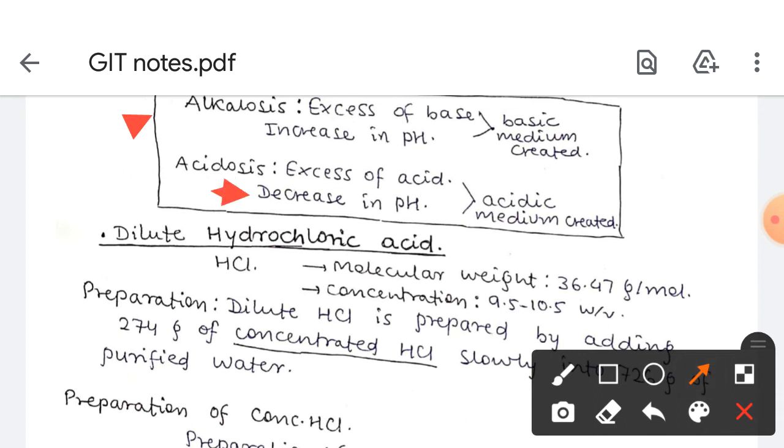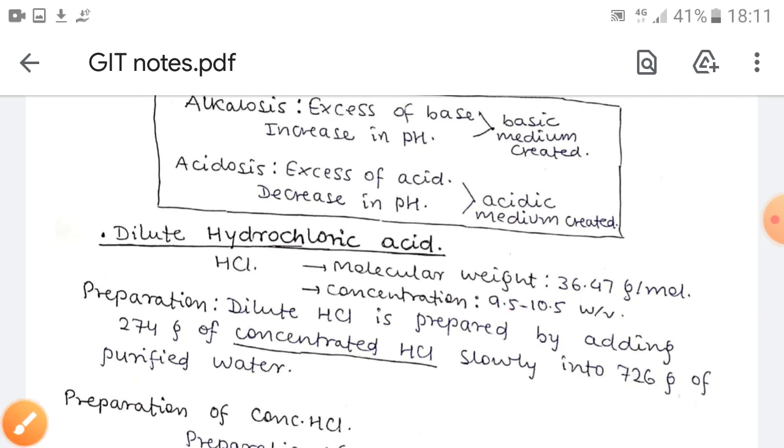Dilute hydrochloric acid, HCl, molecular weight is 36.47, because chlorine is 35.5 and hydrogen is 1, so 36.5. So it is just equal, molecular weight is 36.47 gram per mole. It is more accurate, I think.